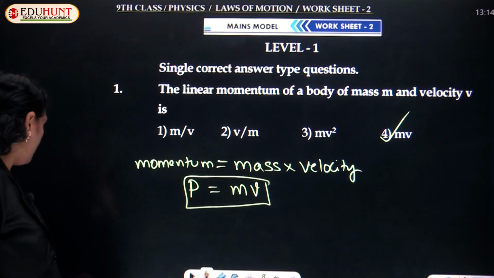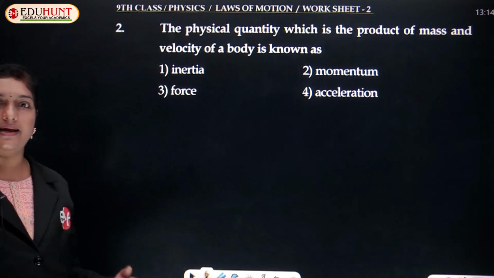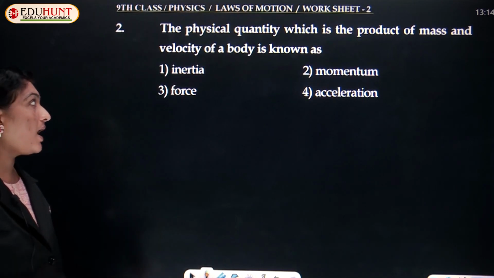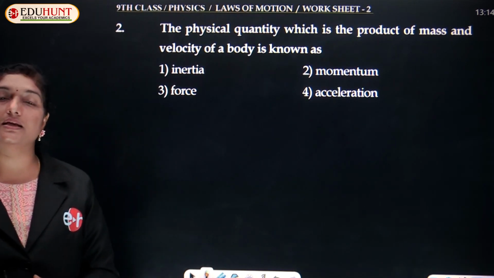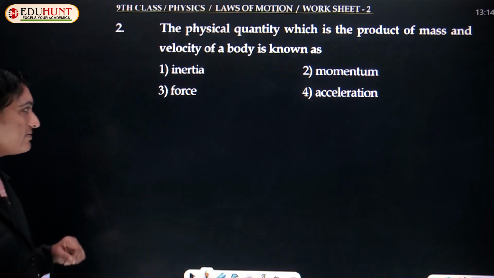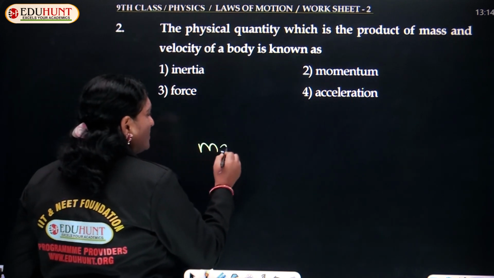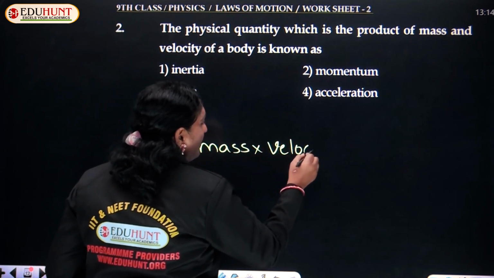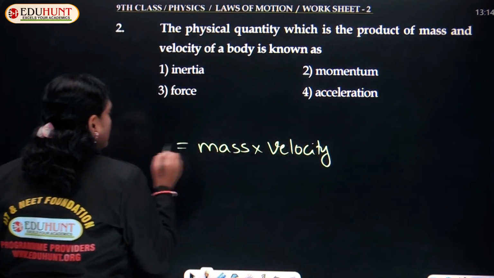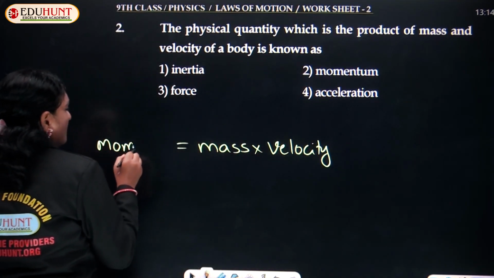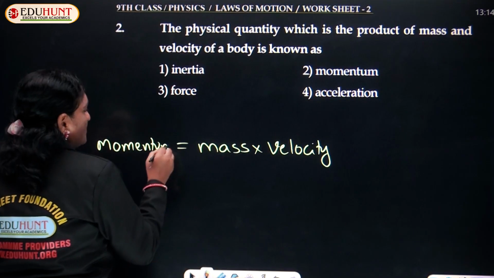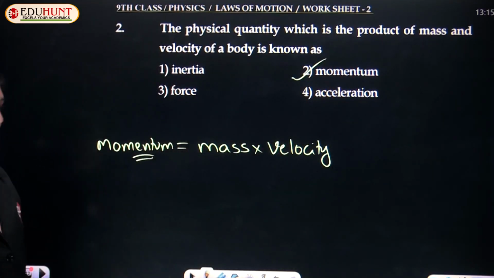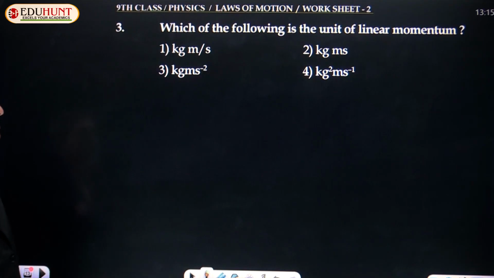Okay. So, now moving ahead with the next question children, second one. The physical quantity which is the product of mass and velocity of a body is known as. Just now we have discussed what the product of mass and velocity of a body gives. The product of mass and velocity of a body gives momentum. Hence, the correct option is option number 2, that is momentum. So, let us move with the next question.